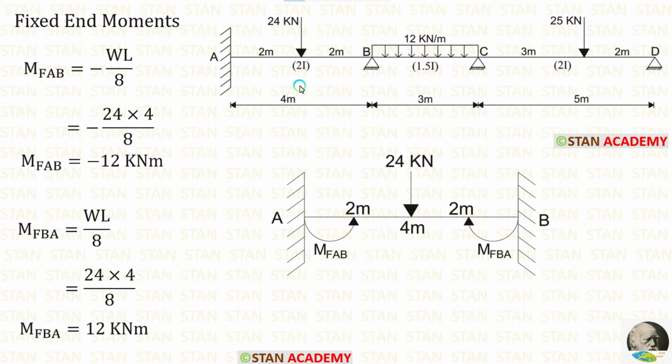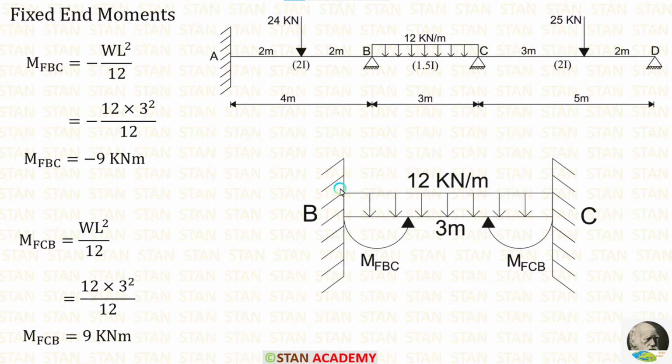Let us apply the values inside the formulas. W is 24, L is 4. When we apply the values inside the formulas, we are getting M of AB is equal to minus 12 kilonewton meter and M of BA is equal to 12 kilonewton meter.